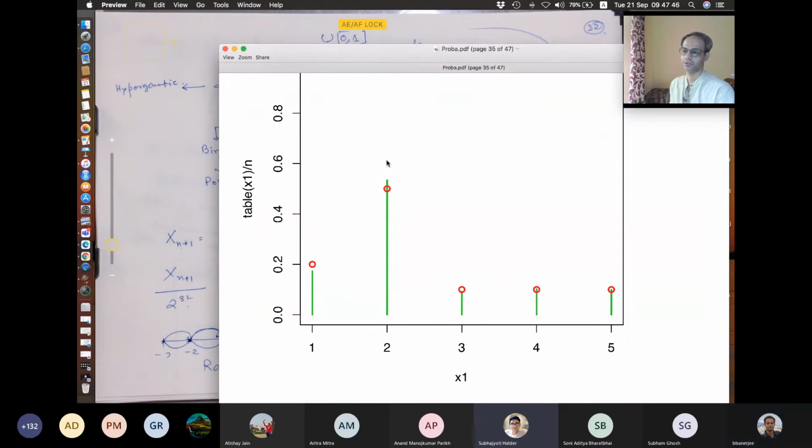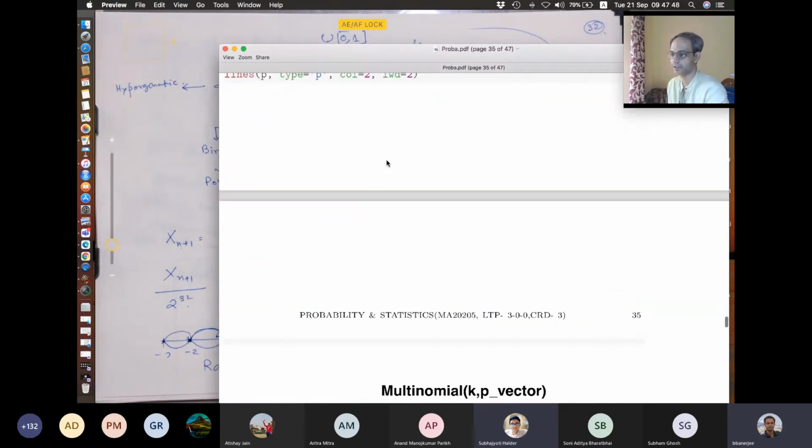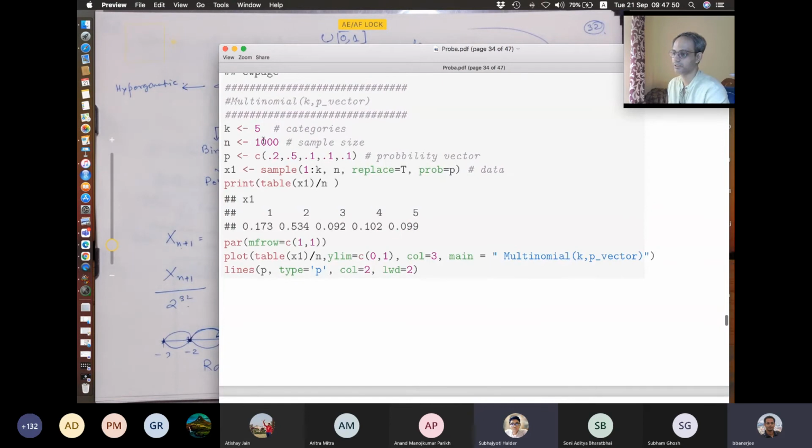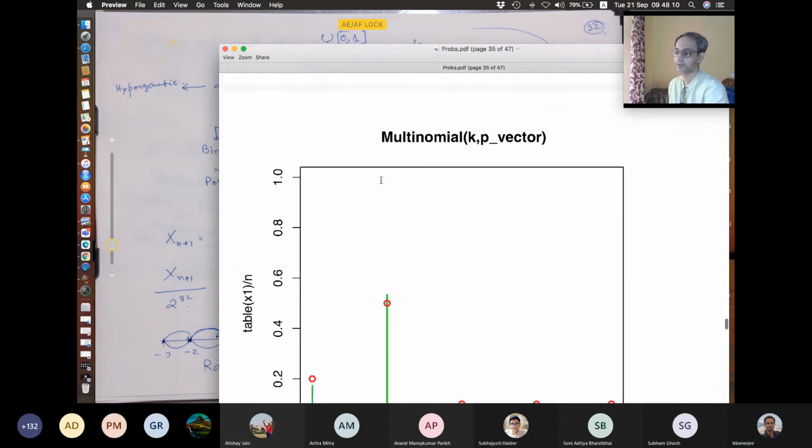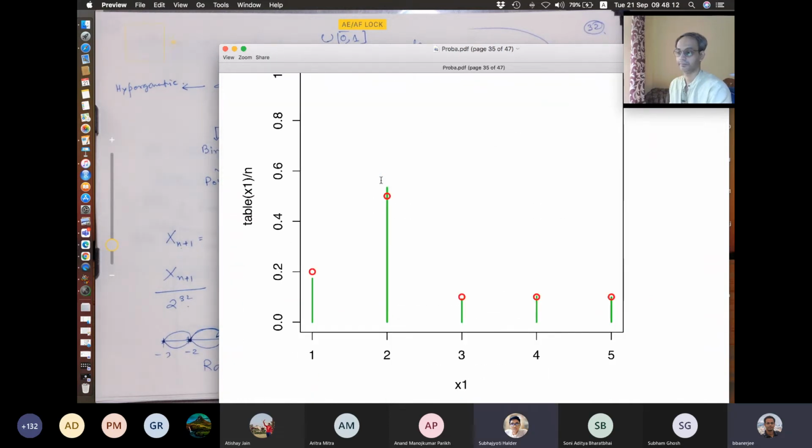So I have generated here 1000 samples from 5 categories with probabilities 0.2, 0.5, and the rest all are 1. So I have got this frequency or proportional frequency, and the proportional frequencies are plotted in a green line, and these probabilities are plotted in red dots. Okay. Yes, sir.